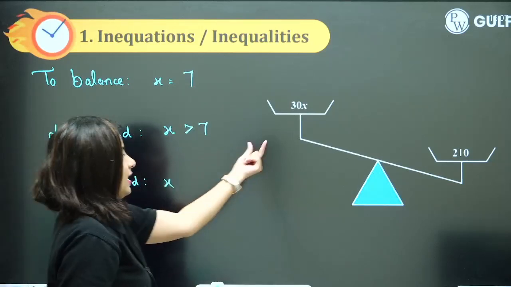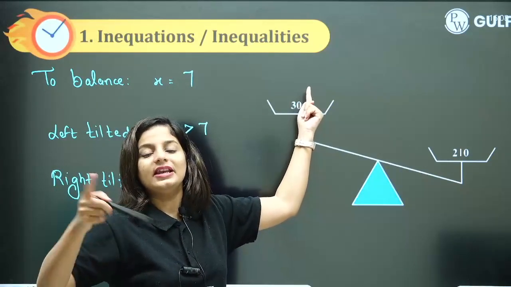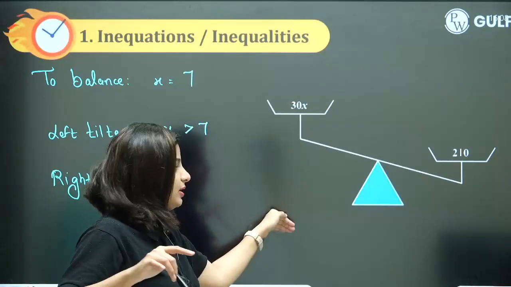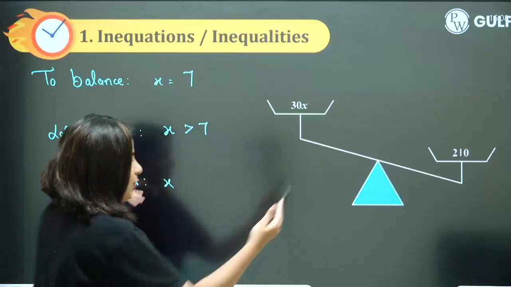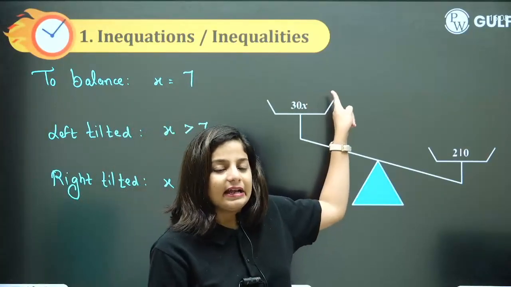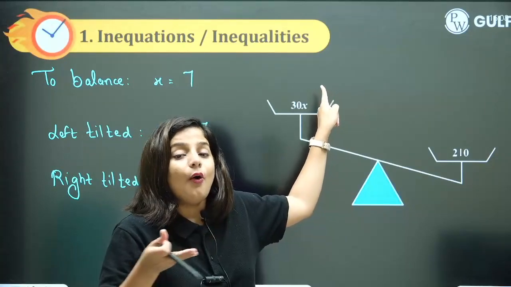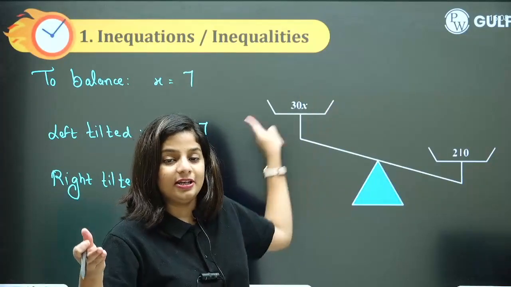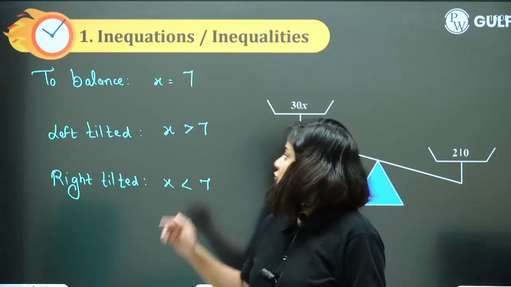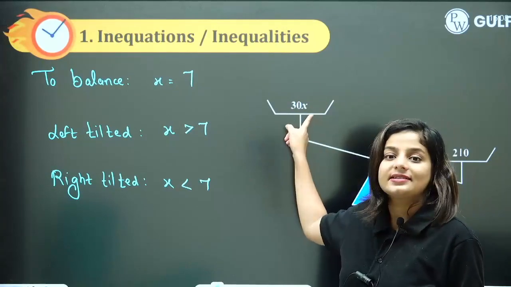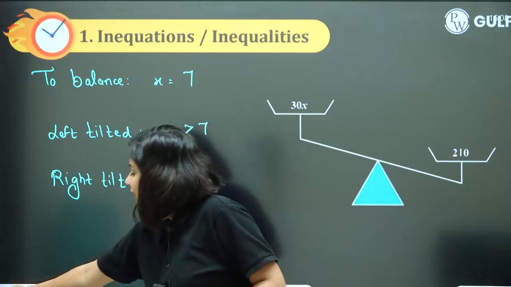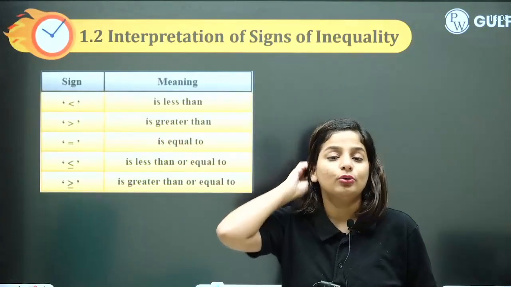Do you agree? If I take the value of x to be greater than 7, like 8, 7.2, 7.5, any number greater than 7, this side will be heavy and it will come down. And if I want the right side to be tilted, x should be less than 7. So how you guys decided that x, all the values greater than 7 can be taken in order to make it left tilted? All the values greater than 7. So the solution for this inequality is x greater than 7. The solution is all the values of x greater than 7. Such kind of inequalities is what we are going to deal with.